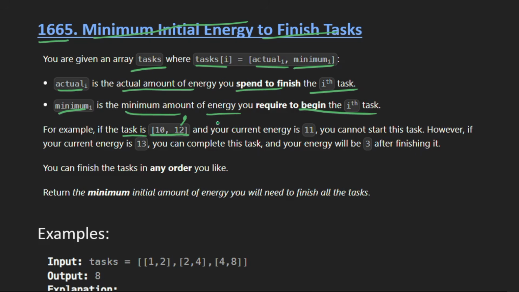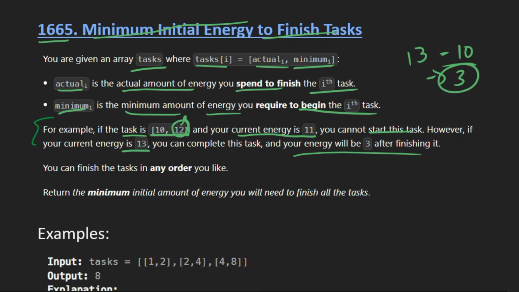So 12 is the minimum energy that we require to start this task, and suppose our current energy is 11, then we cannot start this task. But if our current energy is 13, that means 13 is greater than 12, the minimum energy, so we can start this task. And when we complete this task, our energy is 13, and we require 10, so 13 minus 10, 3 is left with us, right?